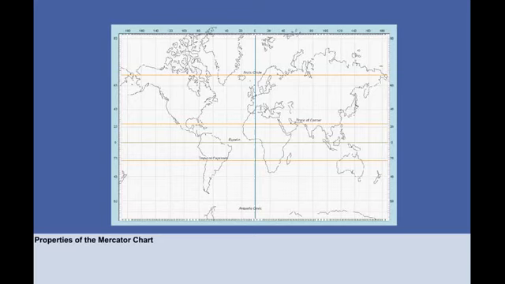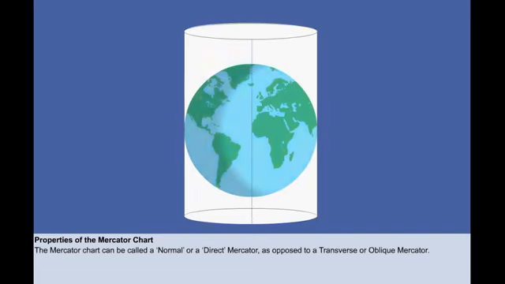We will now look at the properties of the Mercator chart, under the heading set out in the introduction to this lesson. A Mercator chart with a cylinder touching at the equator is called a normal or a direct Mercator. This is to distinguish it from the transverse and oblique Mercator projections, where the cylinder is either sideways on or at some oblique angle. We will discuss these in a later lesson.